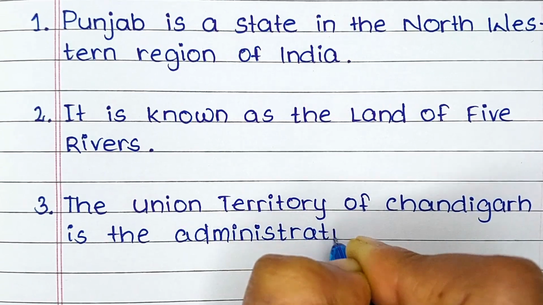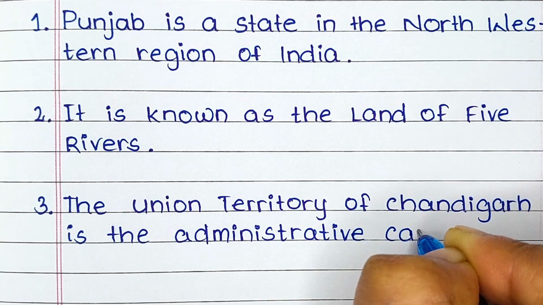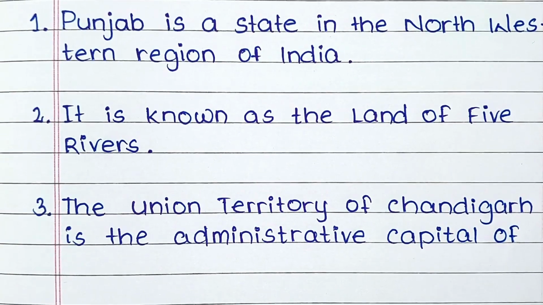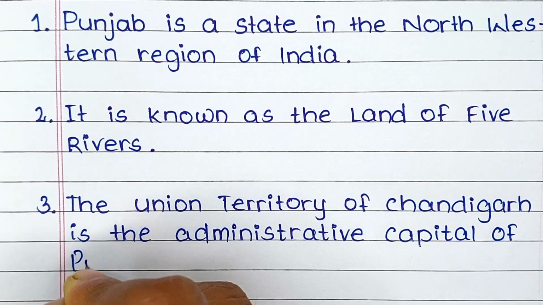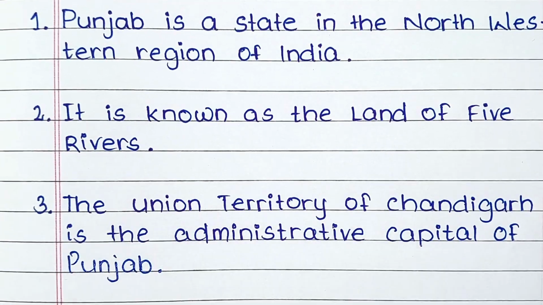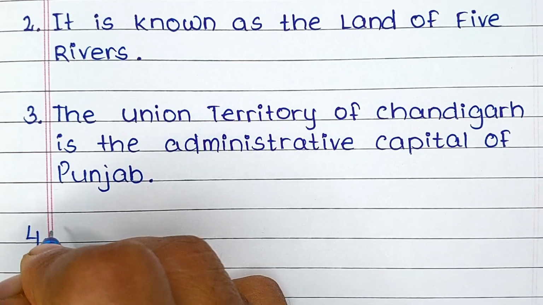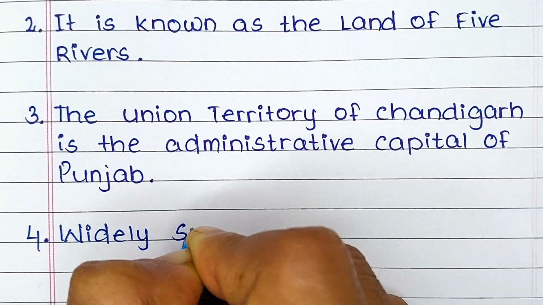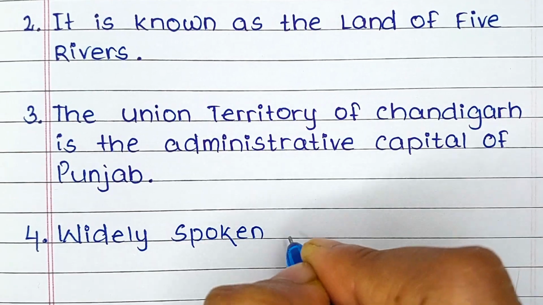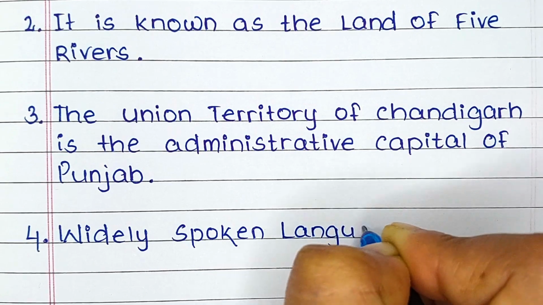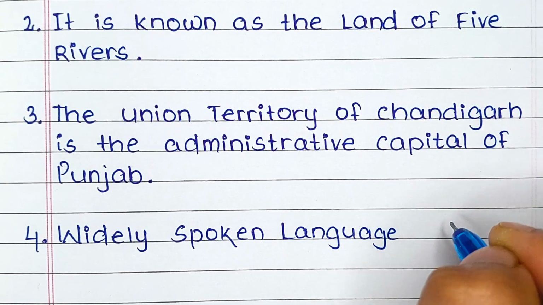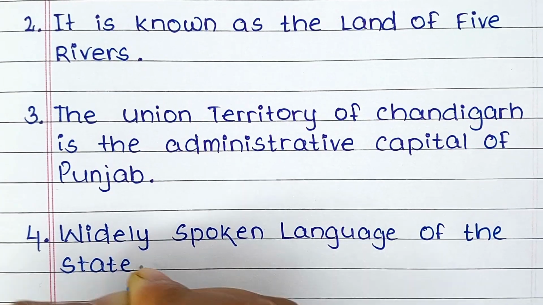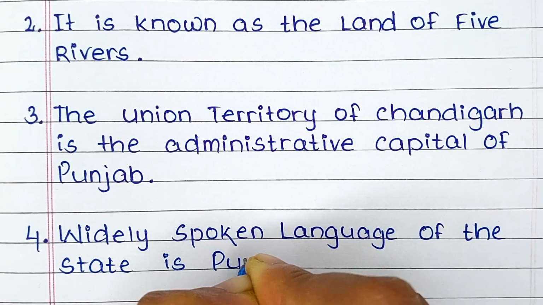Line number 3 is, the Union Territory of Chandigarh is the administrative capital of Punjab. Line number 4 is, widely spoken language of the state is Punjabi.